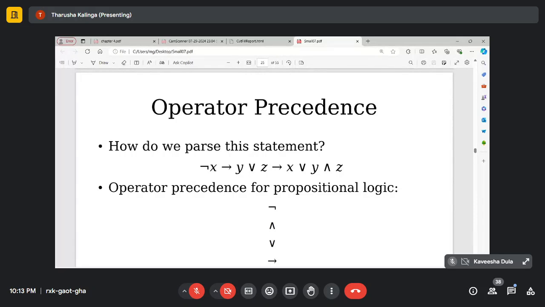In the same manner, these symbols, conjunction, disjunction, those things are not going to change in the system. Okay, then the precedence of operators. This is important because we have to create everything unambiguous.